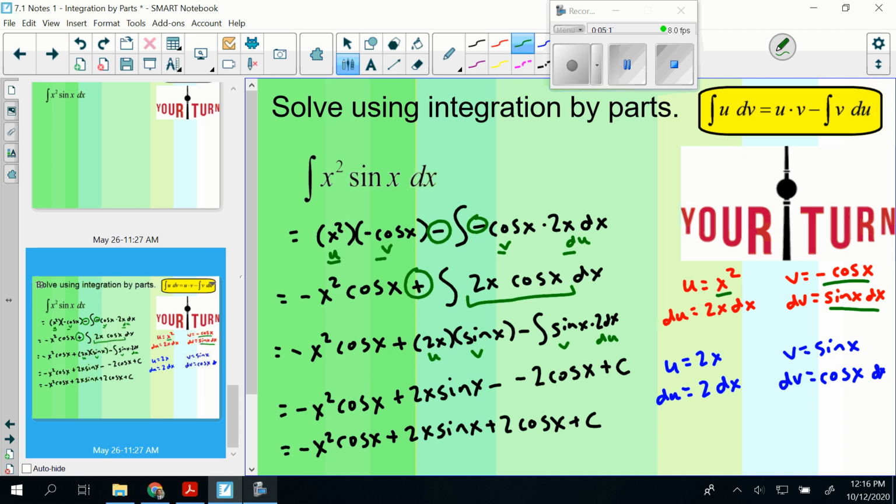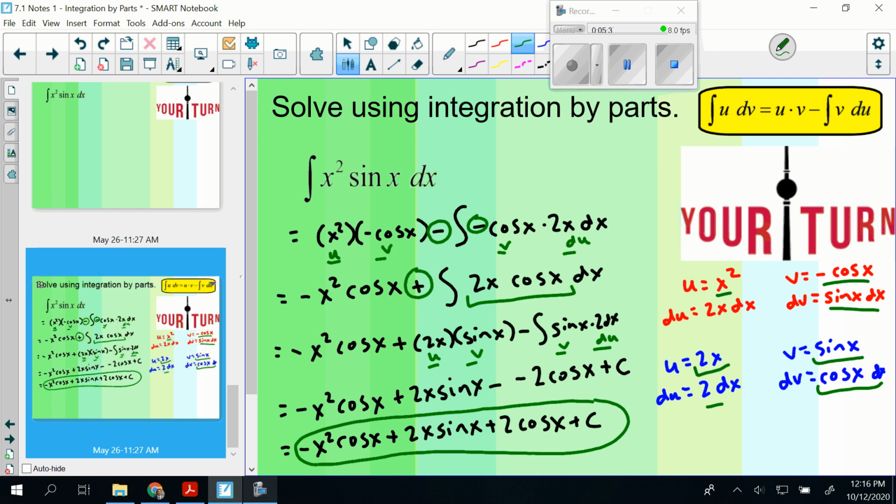It requires a second time, so we've got our u, our dv over here, find the antiderivatives of sine x and our derivative 2x, put those in now for u, v, and du, and simplify. And if you did it correctly, you should have got that for the solution. So that's integration by parts, where you may have to do it a second time to come up with the answer.